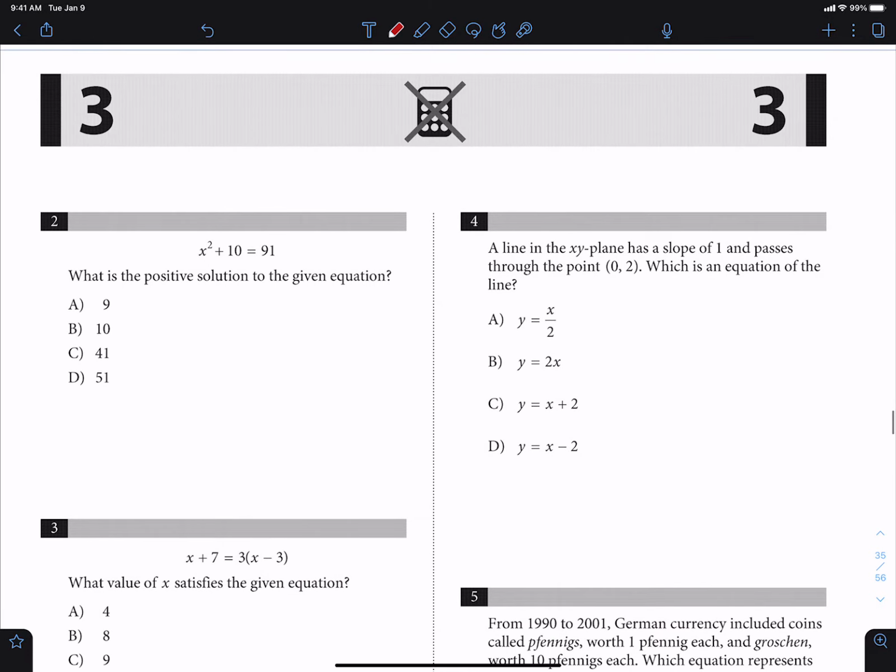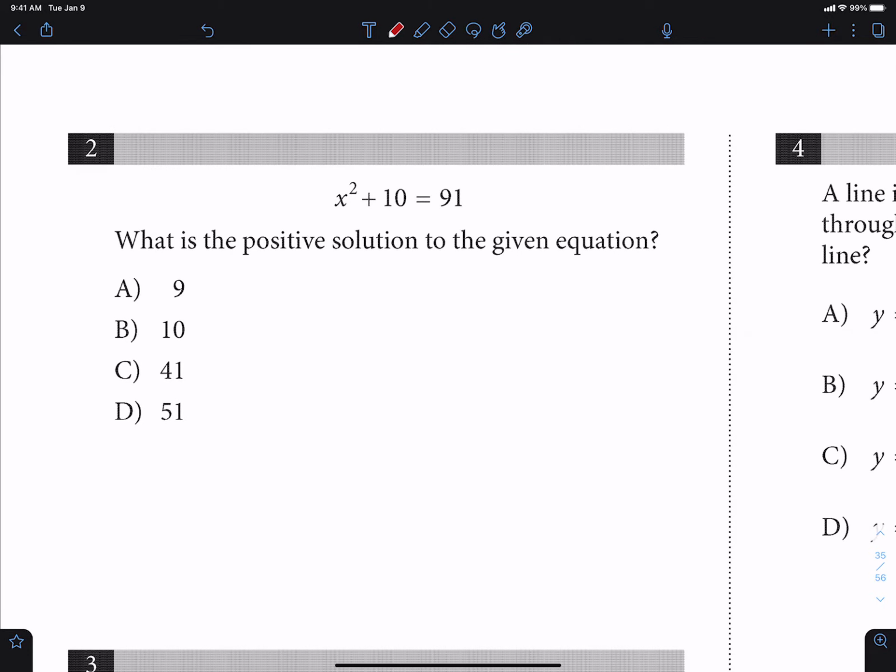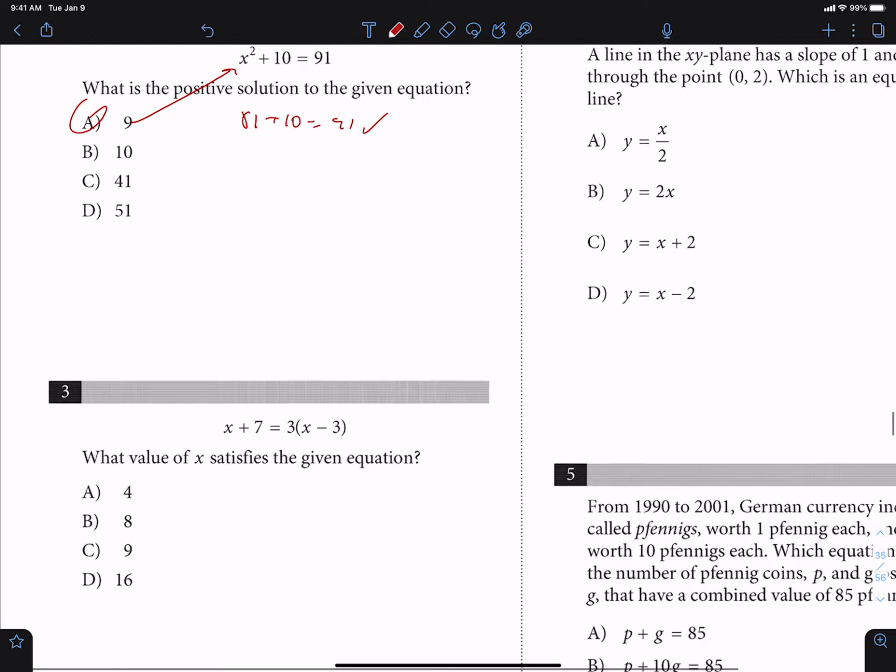Alright, number 2. What is the positive solution of the given equation? Okay, so our positive solution is going to make the equation true. So if we plug in 9 for x, we get 9 squared plus 10, which is 81 plus 10, equals 91, and that is true, so the answer is going to be A.